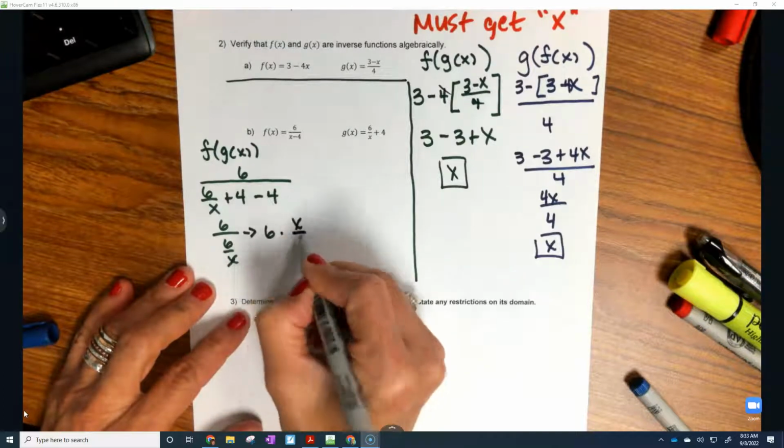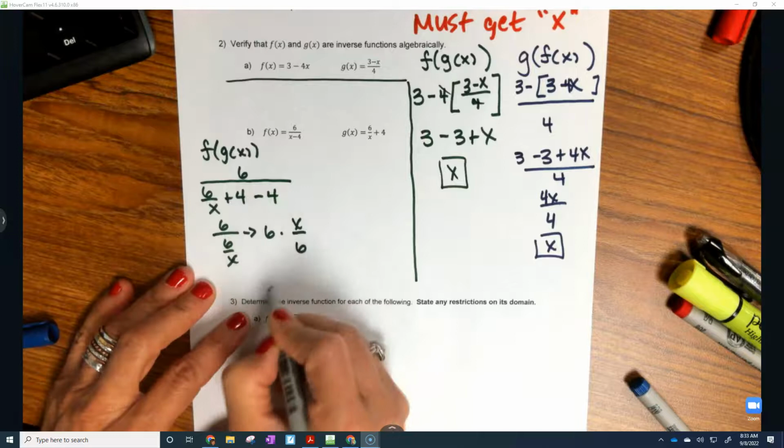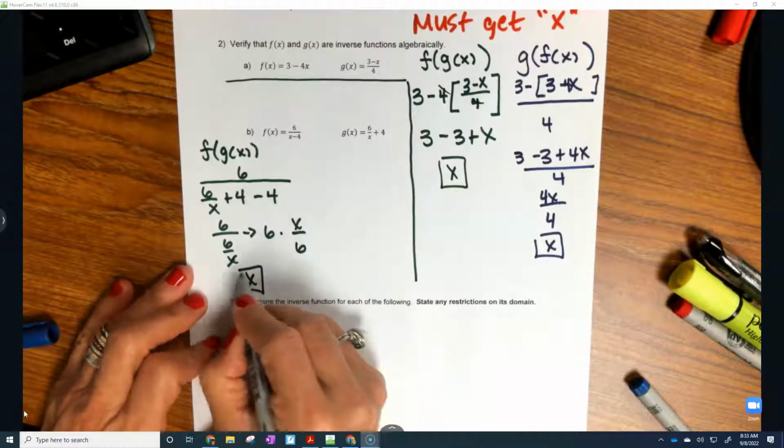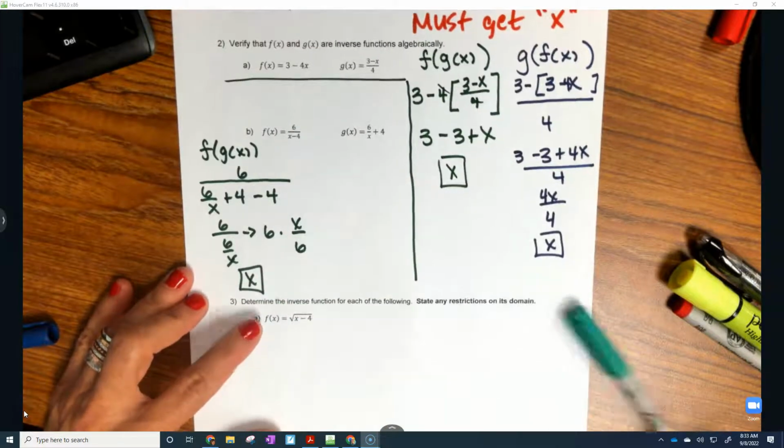So we are going to do the keep, change, flip. Remember, when you divide fractions, you multiply by the reciprocal, and those 6's cancel out. That's just going to leave an x.